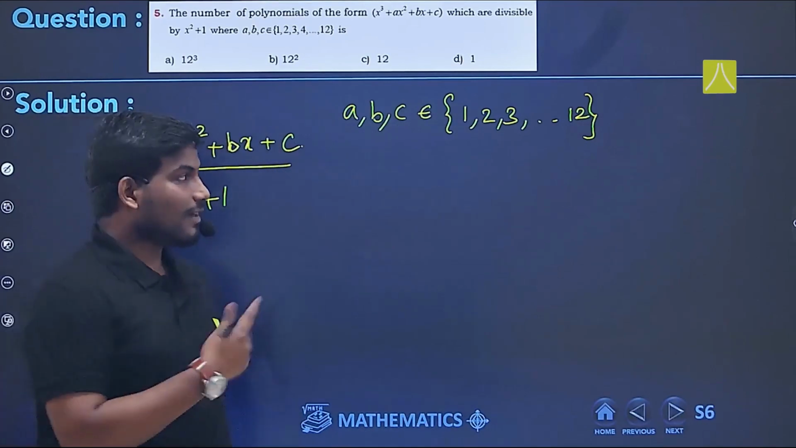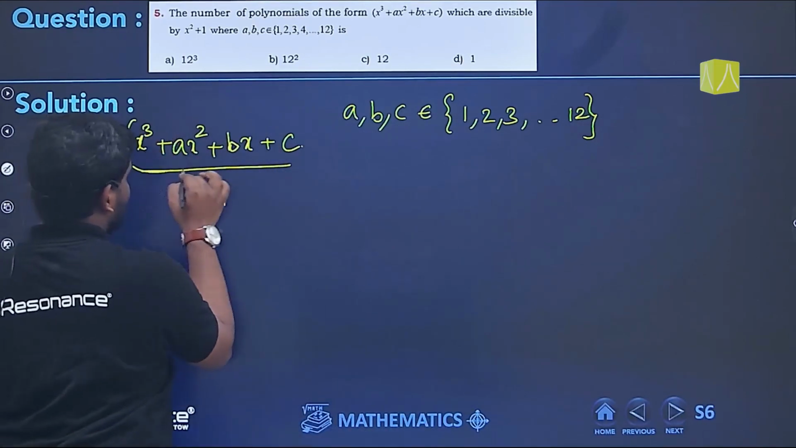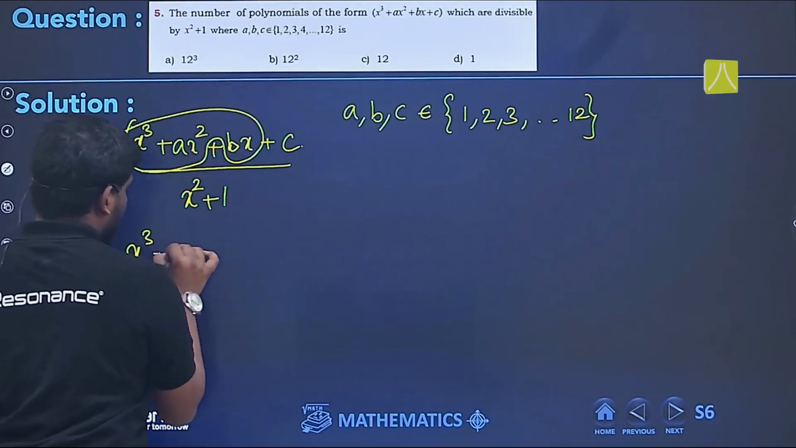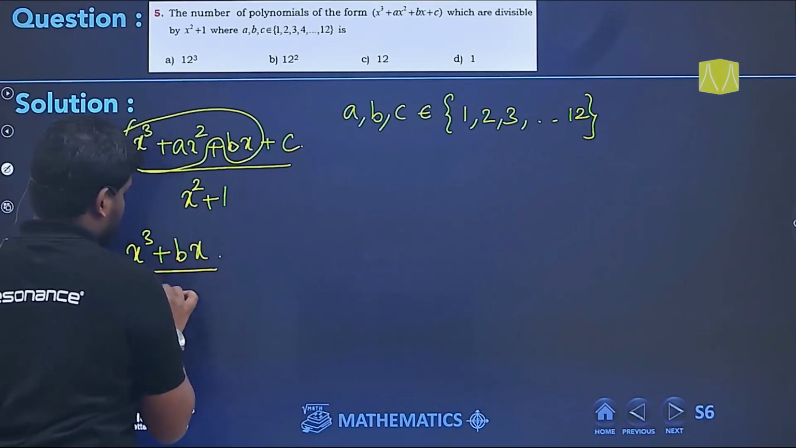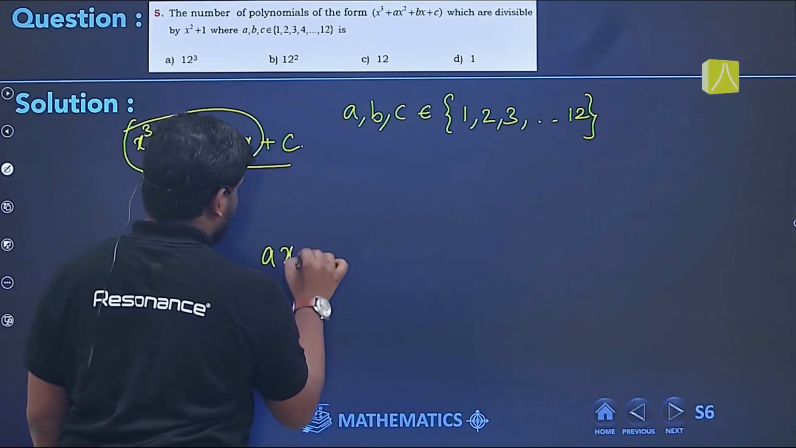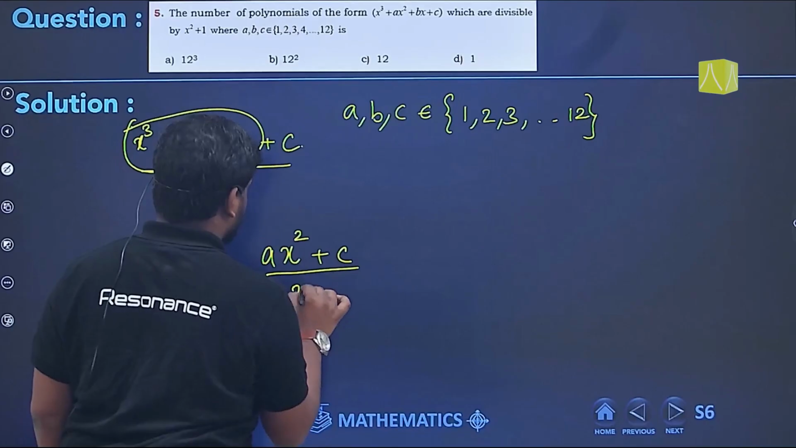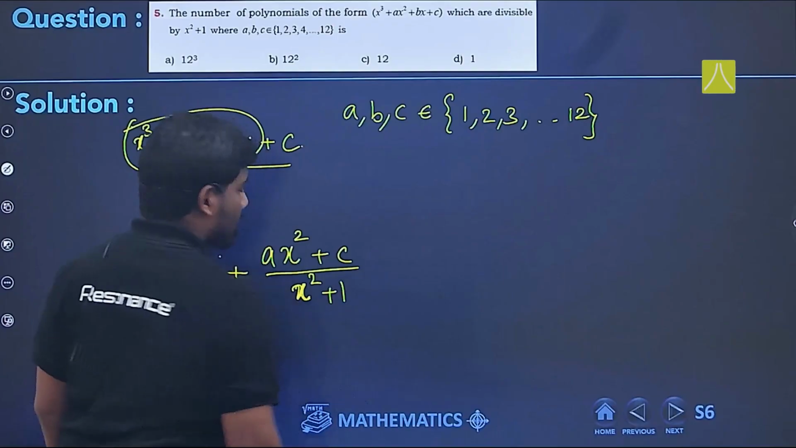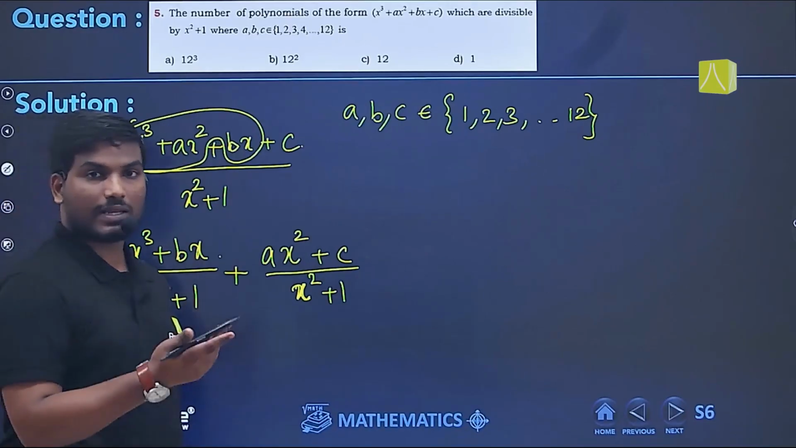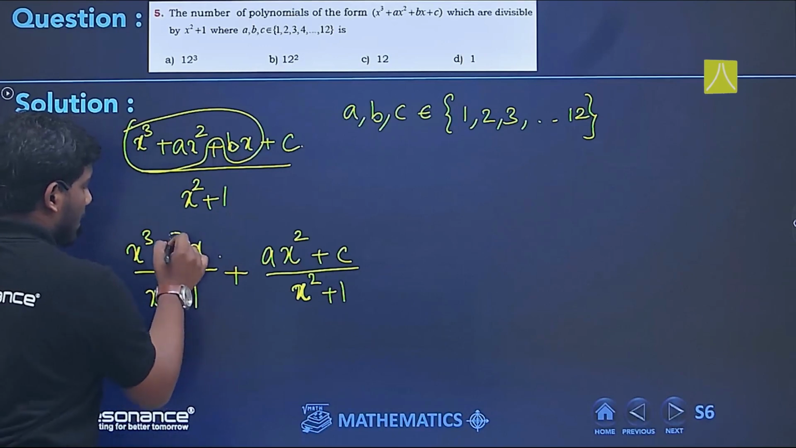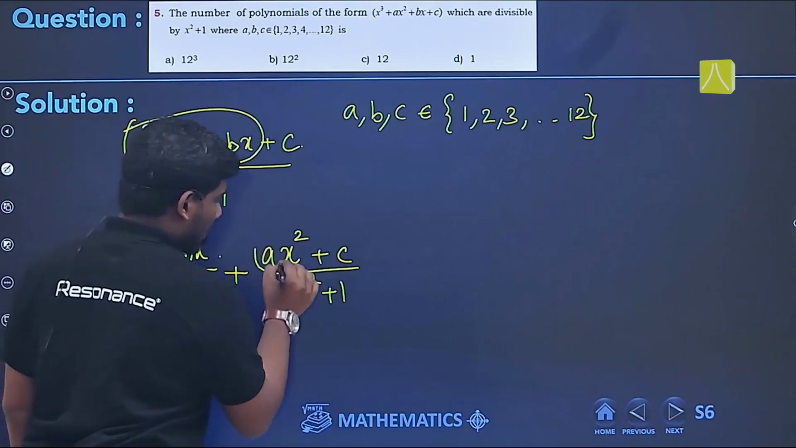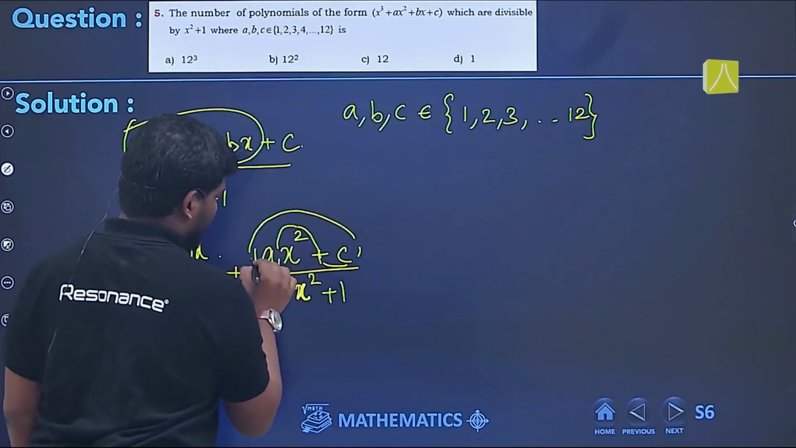Now coming to the interesting part, we are supposed to separate these terms, so that becomes x cube plus bx plus x square plus 1 plus ax square plus c by x square plus 1. Now observing clearly, x into x square plus 1 is x cube plus x, so b has to be 1, and for this to be reducible, a and c have to be equal.